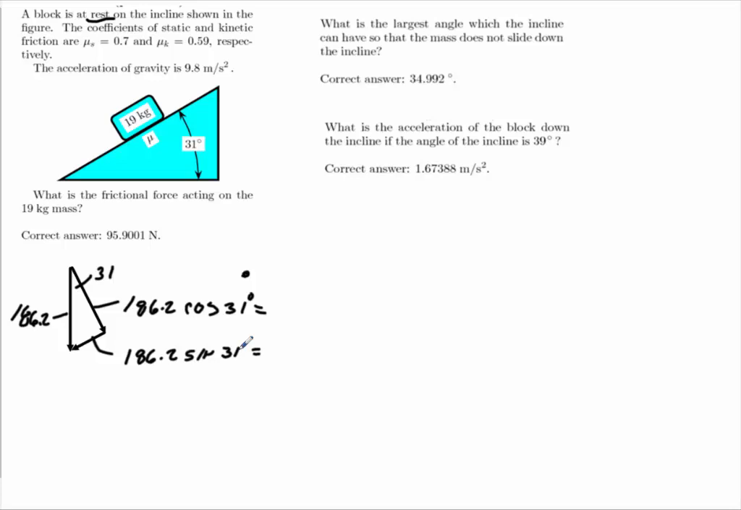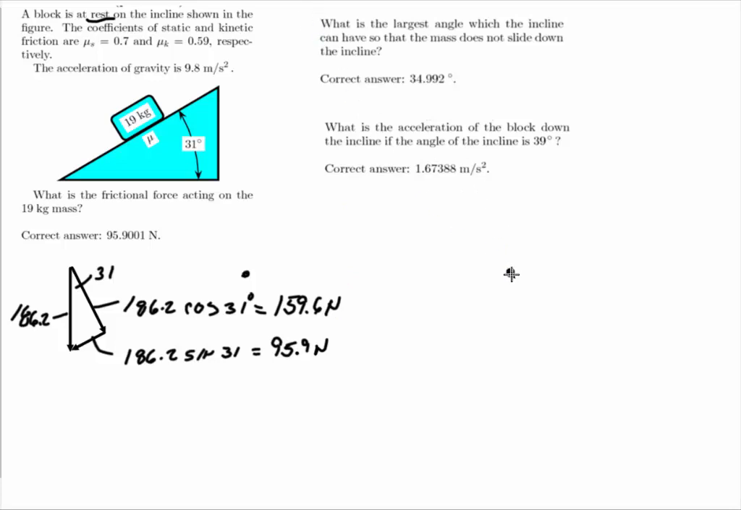This one's 159.6. 186.2 times the sine of 31 is 95.9. I'll make that newtons. Now we're ready to draw our force diagram.